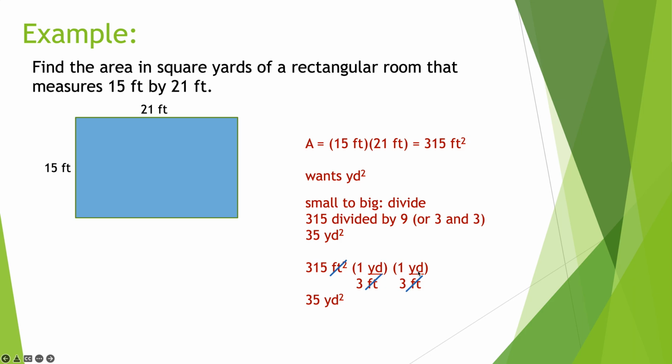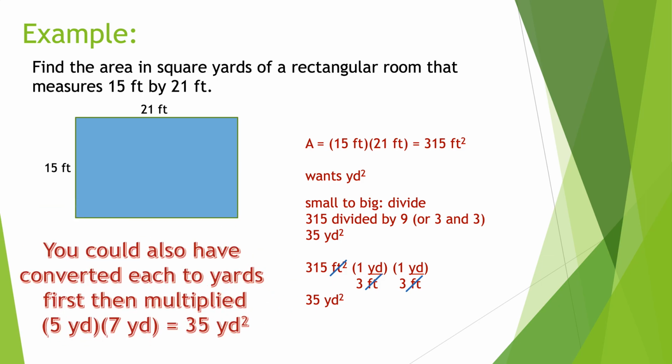So you can do this working out the units, or you can do this with either small to big or big to small. In this case, small to big, you're going to divide. And what do you divide by? The conversion factor is 3. And since it's squared, you're going to divide by 3 squared, which is 9.